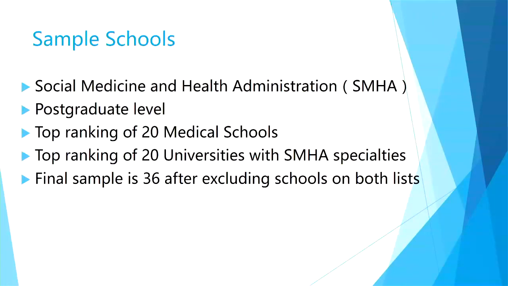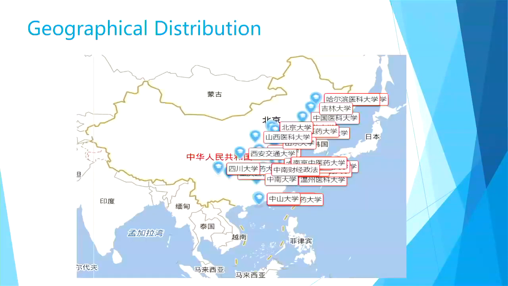And we also focus on this program since most of the health economics courses are taught in the social medicine and the health administration program. And we focus on the postgraduate level, mostly the master's degree level. And we chose the top 20 medical schools and the top 20 universities with the social medicine and health administration specialties. Because on both lists there are some repeated schools, finally we have 36 universities and schools.